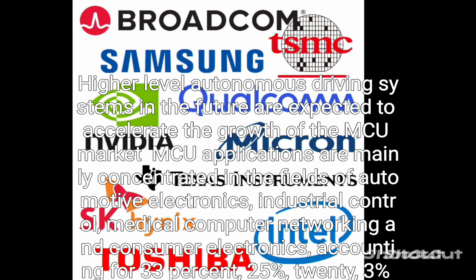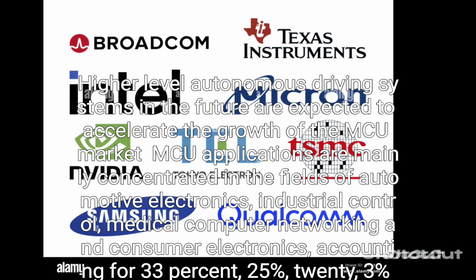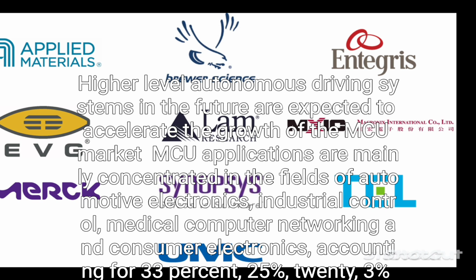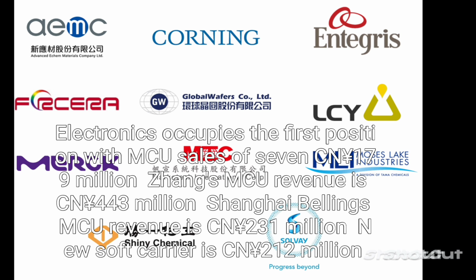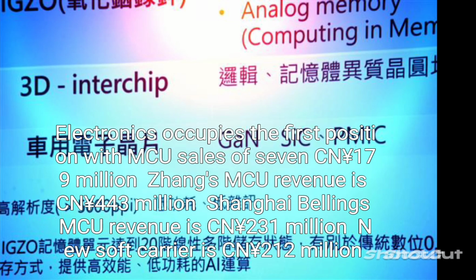MCU applications are mainly concentrated in the fields of automotive electronics, industrial control, medical, computer networking and consumer electronics, accounting for 33%, 25%, 23% and 10% respectively. According to the financial reports of listed companies of domestic MCU manufacturers in 2019, Junging Electronics occupies the first position with MCU sales of 779 million yuan. Xiaoyi's MCU revenue is 443 million yuan. Shanghai Belling's MCU revenue is 231 million yuan. Newsoft Carrier is 212 million yuan.